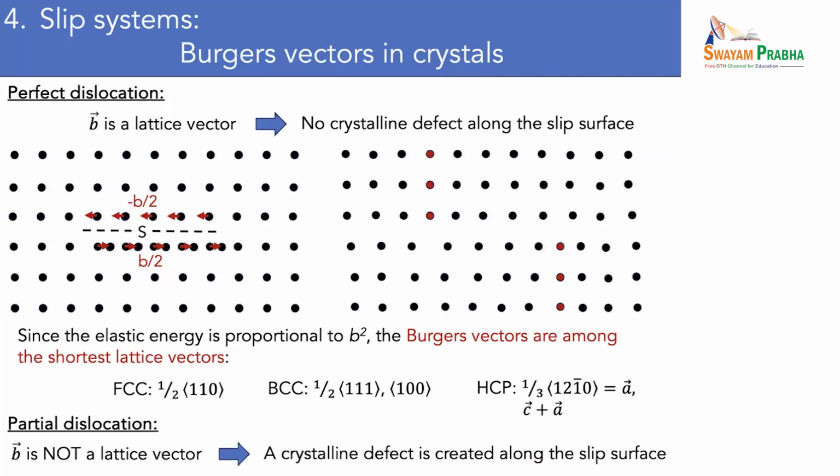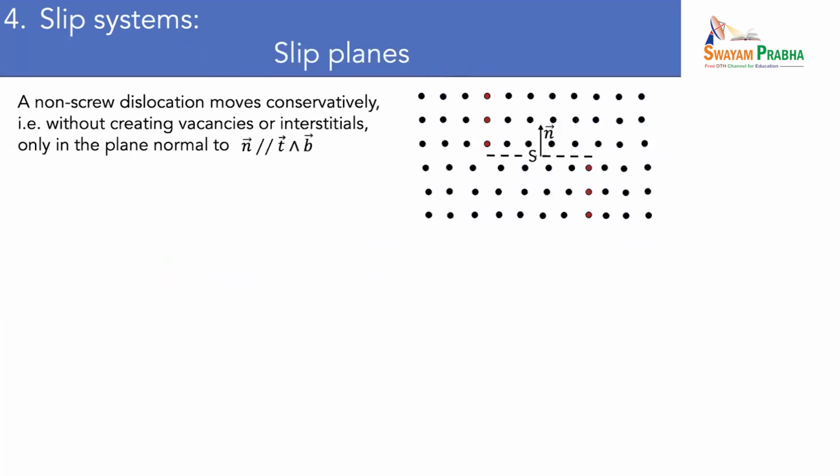And so this is a perfect dislocation, and what we call a partial dislocation is when b is not a lattice vector. And so it means that you create a fault along the surface, you create a stacking fault, and that applies to FCC materials. We will talk about them later on.